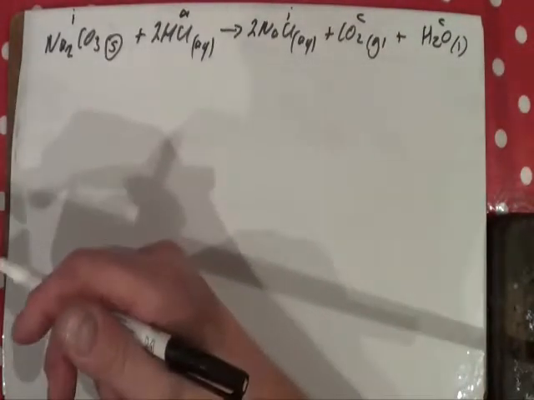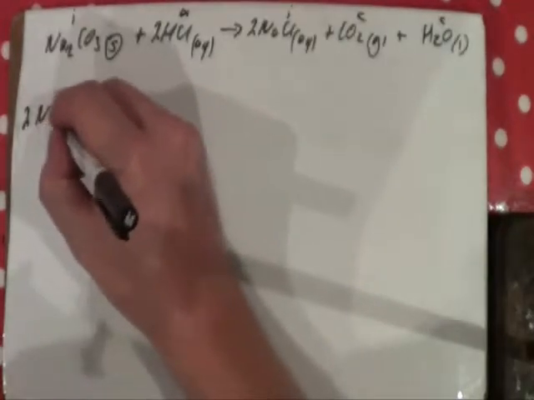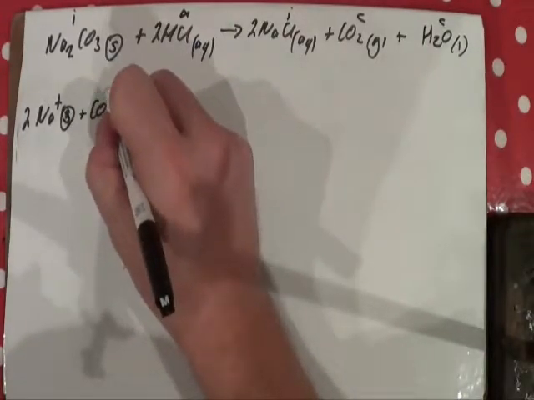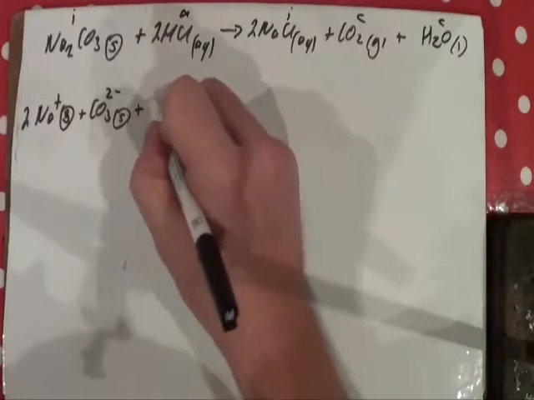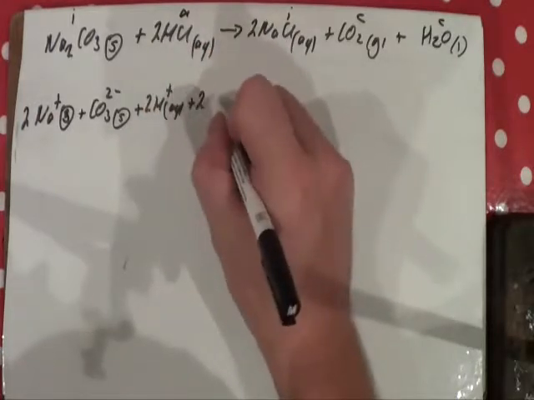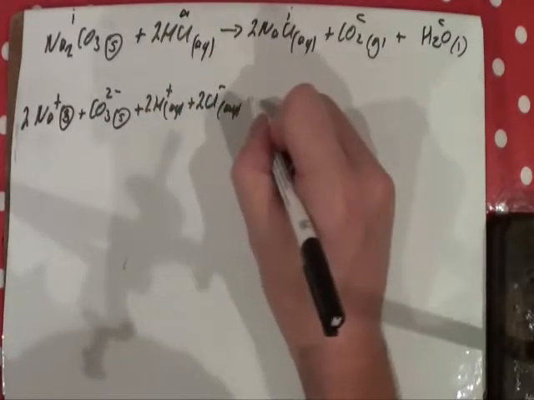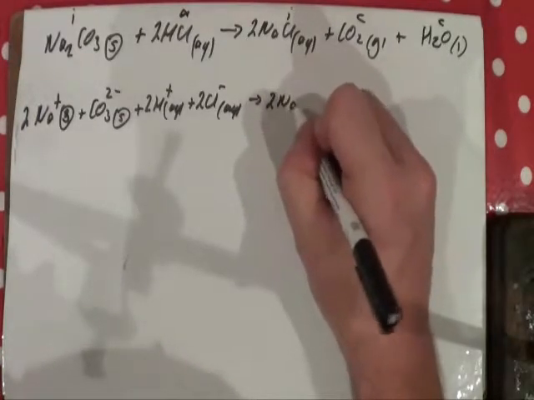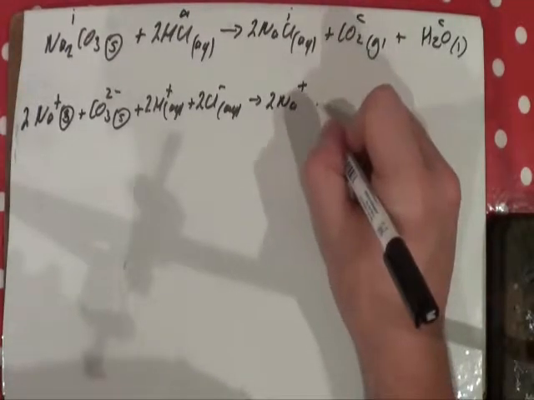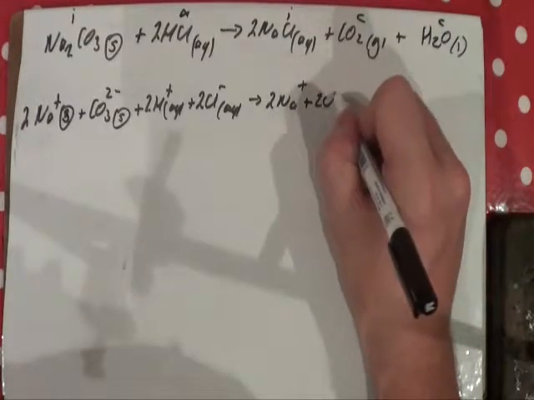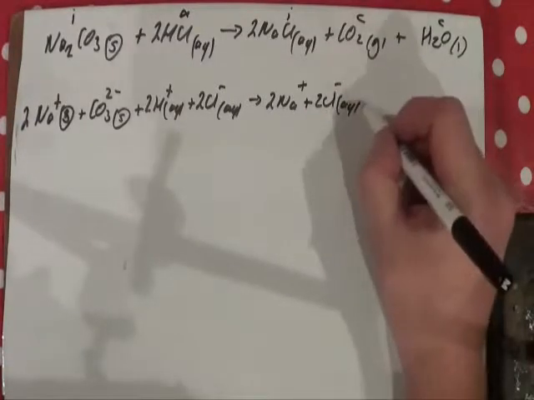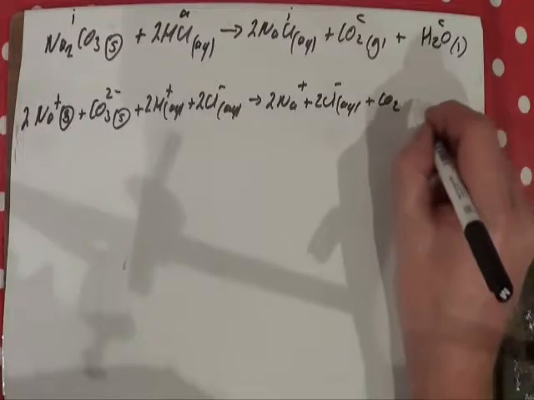Right, so if we look at rule 3 in your list, you've got two Na+ ions, which are both solid, and you have a carbonate ion, which is also solid, obviously. You have two H+ ions here, which are aqueous, and remember two chloride ions, which are also aqueous, to give us two sodium ions, plus two Cl- ions, which are aqueous, plus CO2, which is a gas.